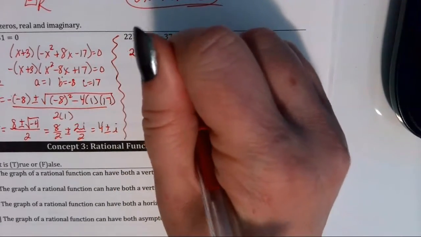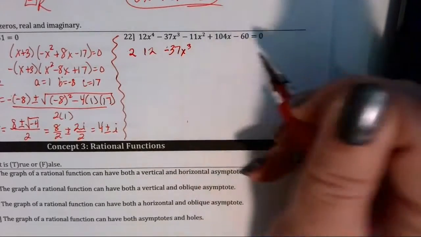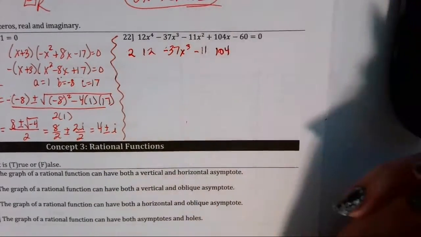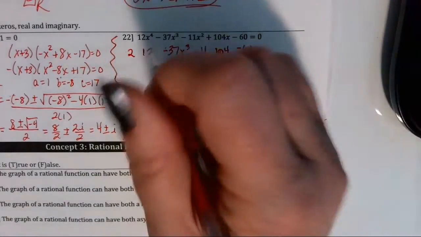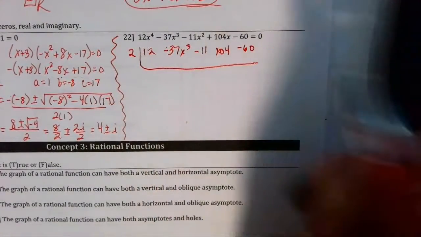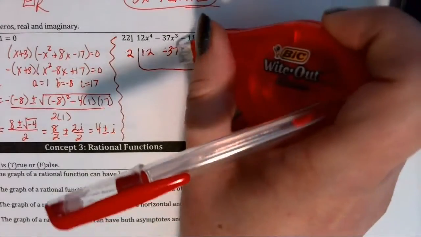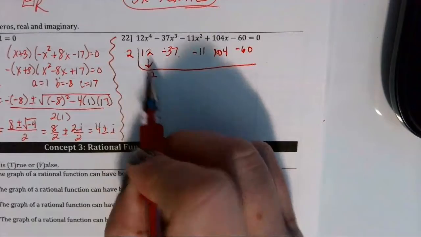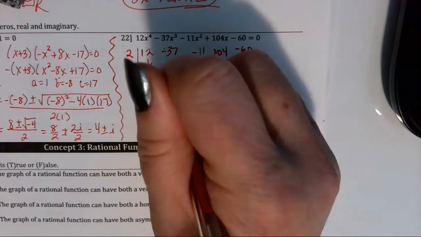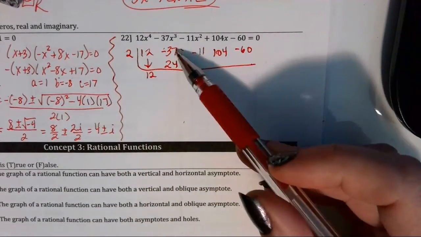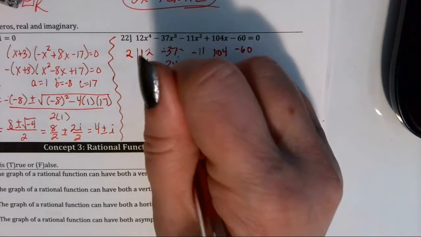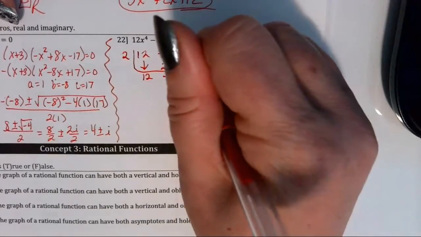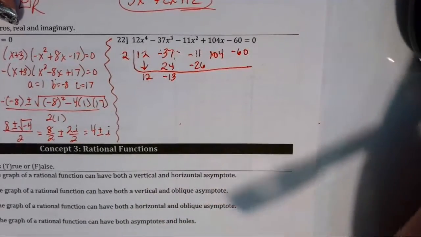x to the fourth, negative 37 x cubed, negative 11 as my x squared, 104 for the x, and negative 60 for the constant. And then we're going to bring down that first value of 12 and multiply. 12 times 2 is 24. Then we'll add negative 37 plus 24 is negative 13. Then we multiply. Negative 13 times 2 is negative 26. And then add those together.